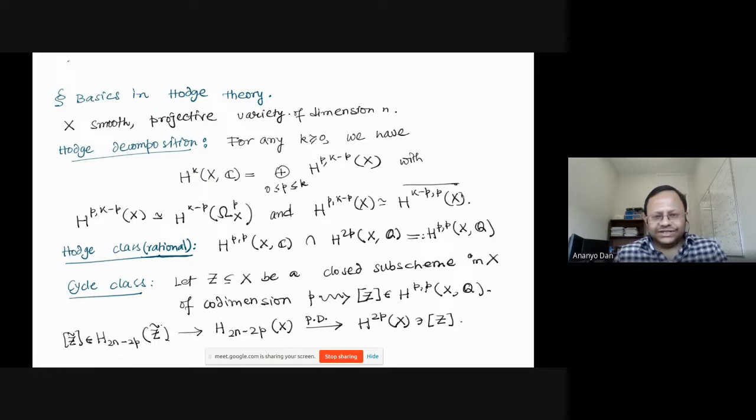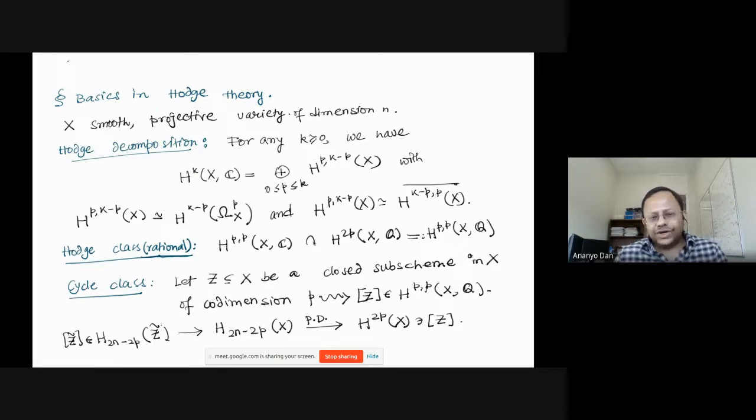Now, the Hodge class that I was talking about in the first slide, where the cohomology class of a subvariety lies, is here. I have written it for any k, but I can also write it for 2p. So if I write H^{2p}, there will be a piece on the right-hand side which is just of the form (p,p). These are all with complex coefficients. These are all complex vector spaces.